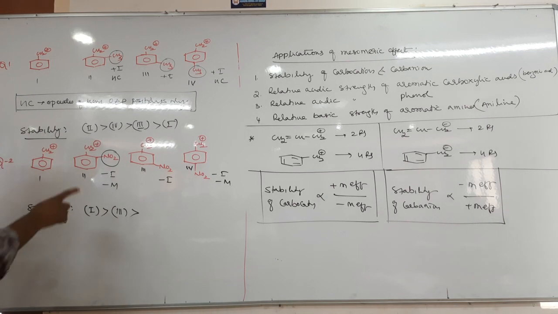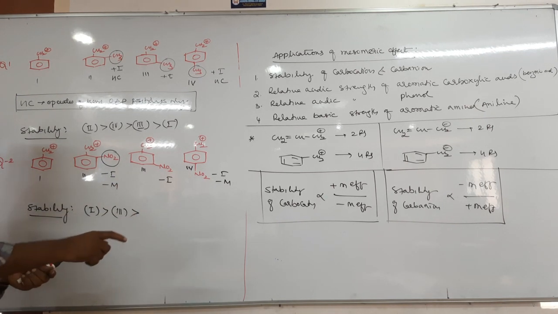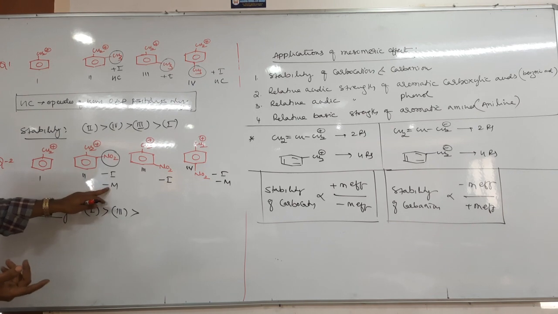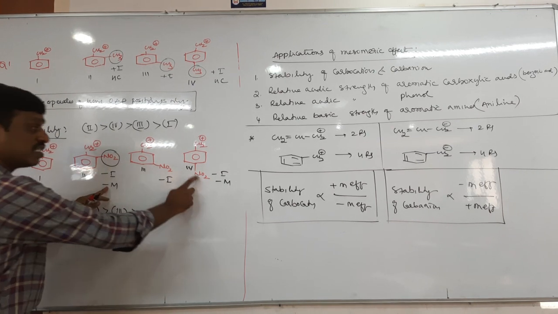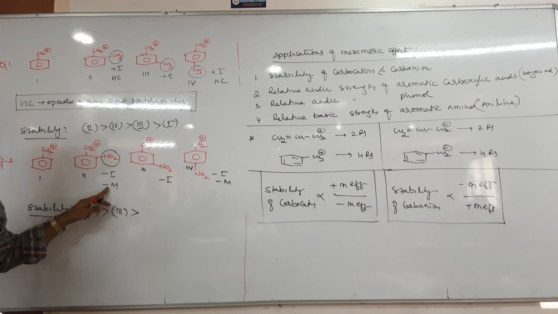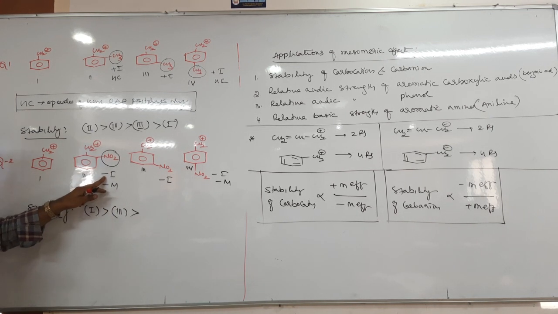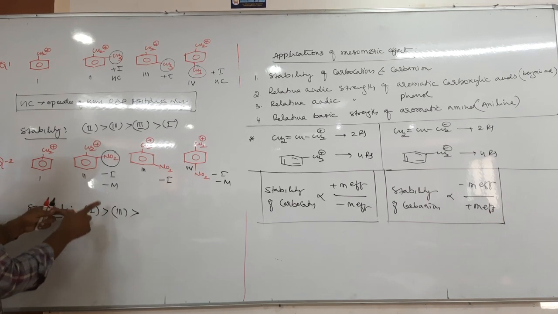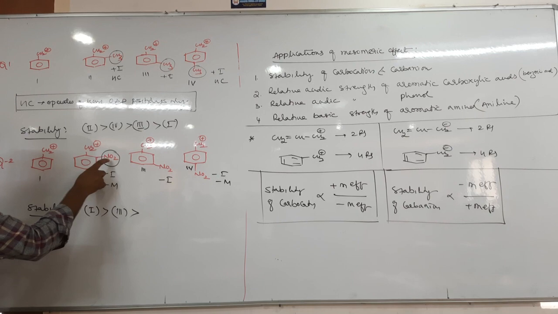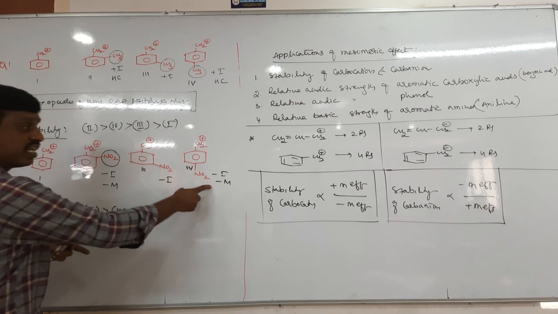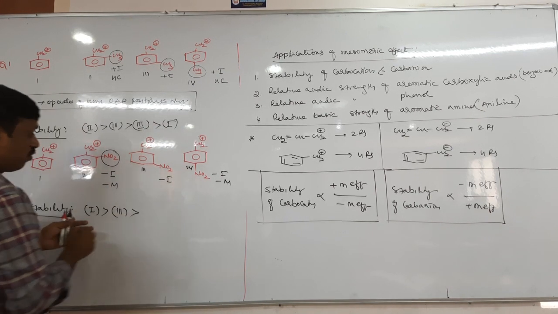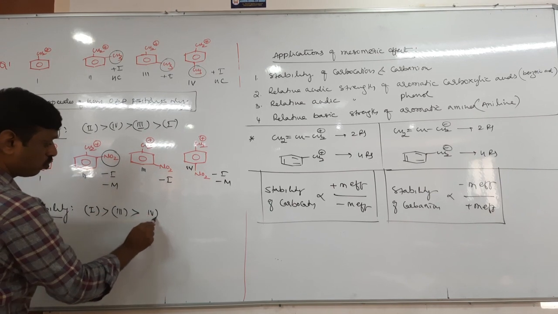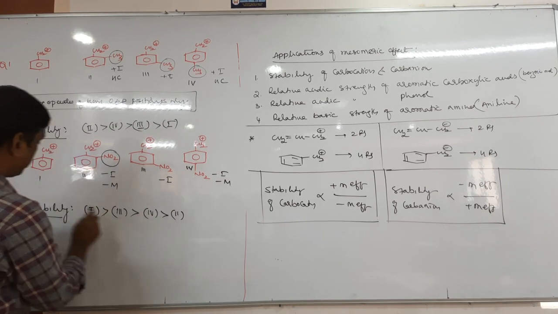Next, among 2 and 4, where the electron withdrawing is maximum? Minus M will be same. Minus M does not depend on distance. But which depends on distance? Minus I. Inductive effect depends on distance. Therefore, which is more? Here minus I is more. Here minus I is less. Therefore, which is more stable? Fourth one is more stable than second.